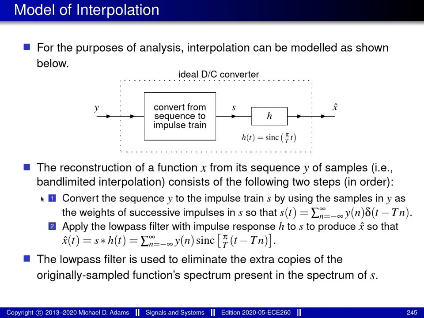gain of capital T. In the first step, we convert the sequence Y to the impulse train S by using the samples in Y as the weights of successive impulses in S. In other words, we use this sequence here, in other words Y, to generate these weights in the impulse train. In the second step, we convolve S with H to form the output x hat. This filtering operation eliminates the extra copies of the originally sampled function spectrum present in the spectrum of S.